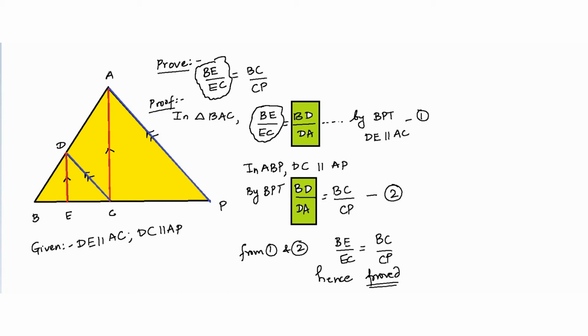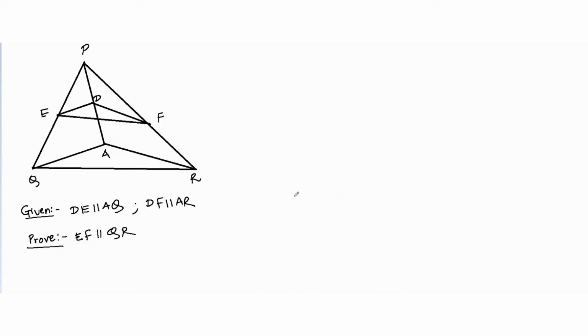Moving on to the next question. Let us take a look at this following question. In this diagram, it's given that DE is parallel to AQ. So let us quickly mark it. DE is parallel to AQ. And we also have DF parallel to AR. So DF is parallel to AR, right? These two lines are also parallel. We now have to prove that EF is parallel to QR.